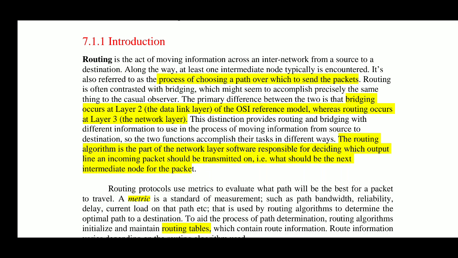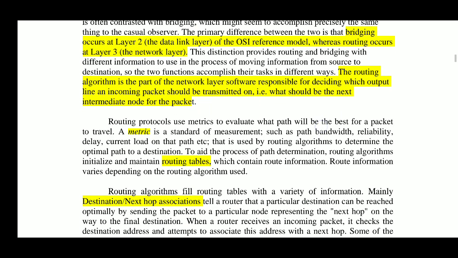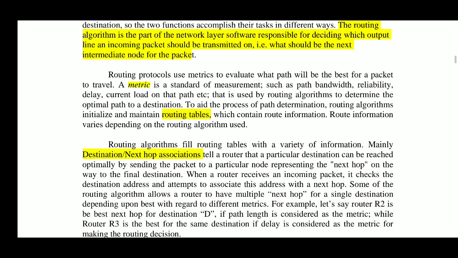The routing algorithm is the part of the network layer software responsible for deciding which output line an incoming packet should be transmitted on. That means what should be the next immediate node for the packet. And for routing, metrics are used such as path, bandwidth, reliability, delay, current load on the path, etc. that are used by the routing algorithm to determine the optimal path to a destination.